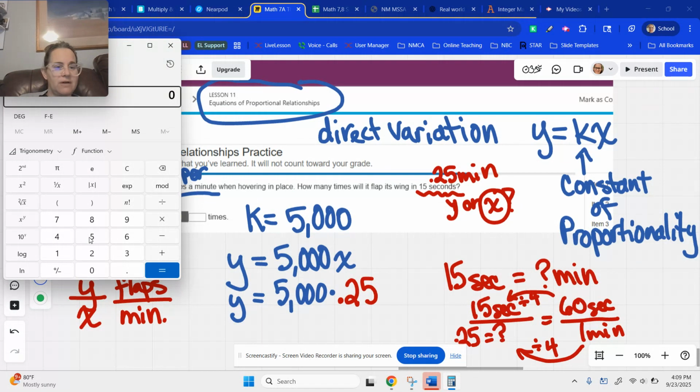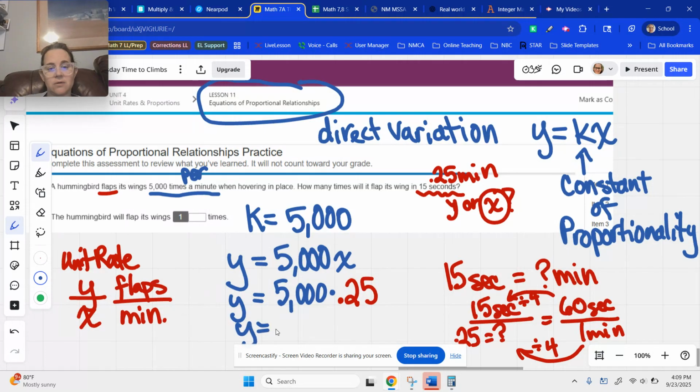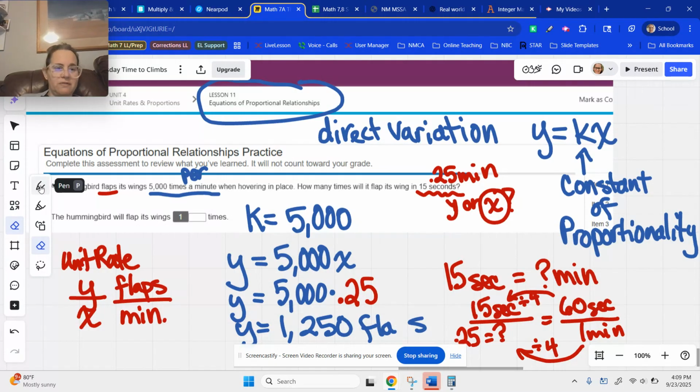All right, 5,000 times 0.25 gets me 1,250. And y is the number of flaps. So the hummingbird will flap its wings 1,250 times. Does that make sense? Yeah, because it's less than a minute and our number is less than 5,000. So I think it's okay.